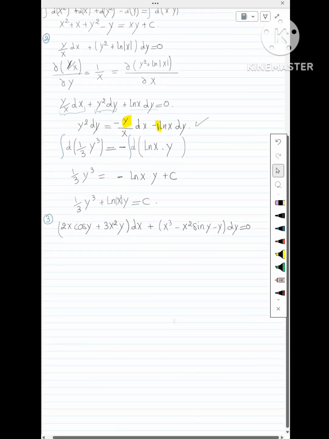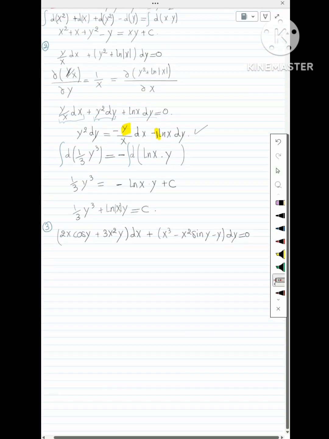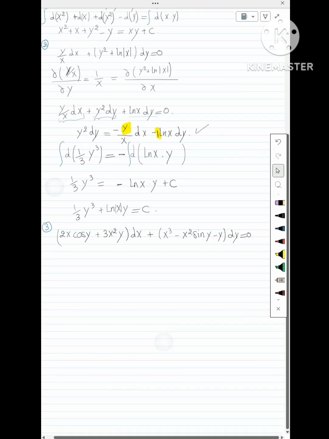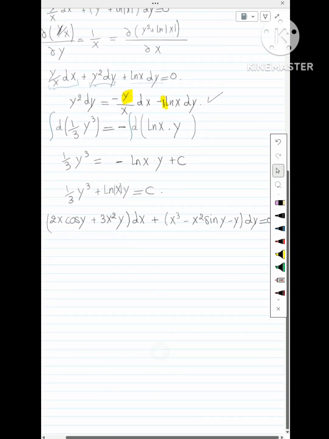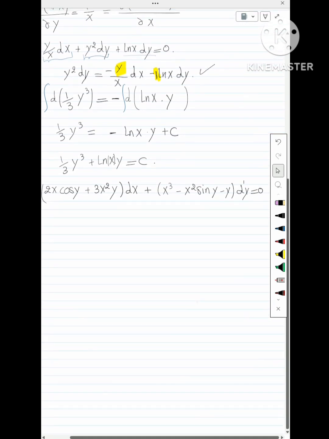In this case, what we need to see is if it is separable. It's not, because we have something multiplied by dx and it contains y, so it's not separable. Secondly, we need to see if it's homogeneous. No, it's not, since cosine y and sine y are not linear. Third, now let's see if it's an exact differential equation.